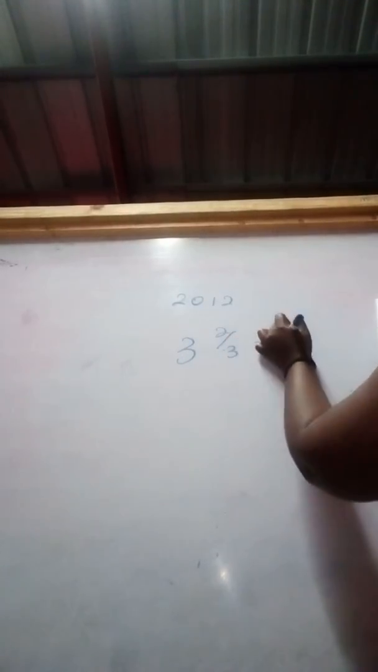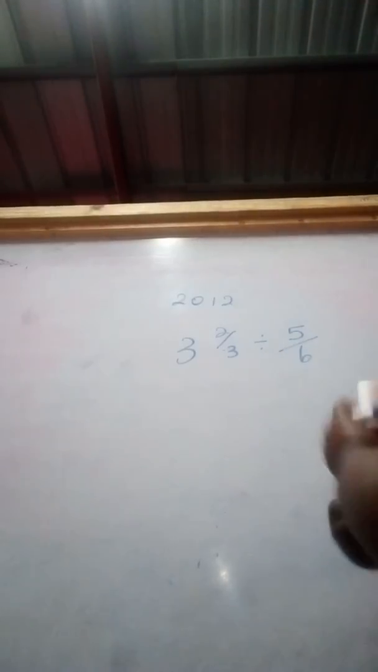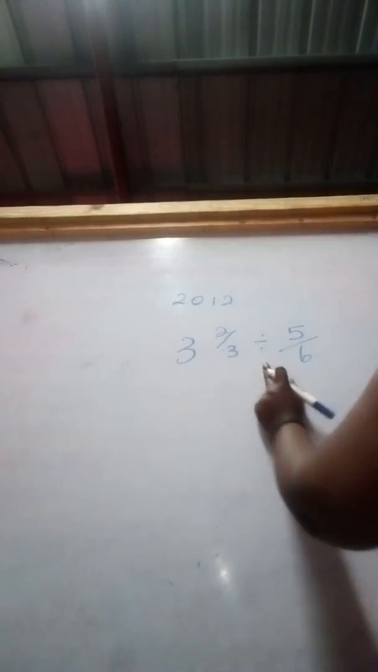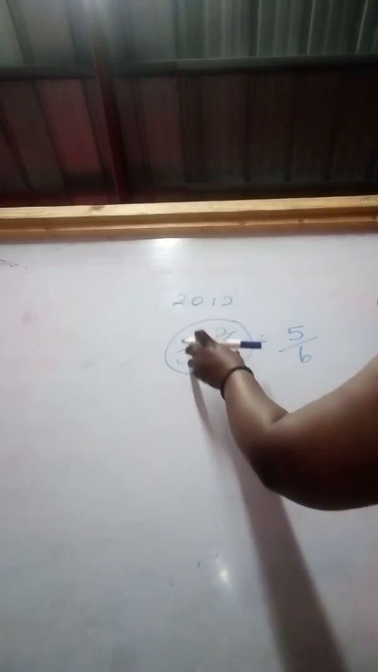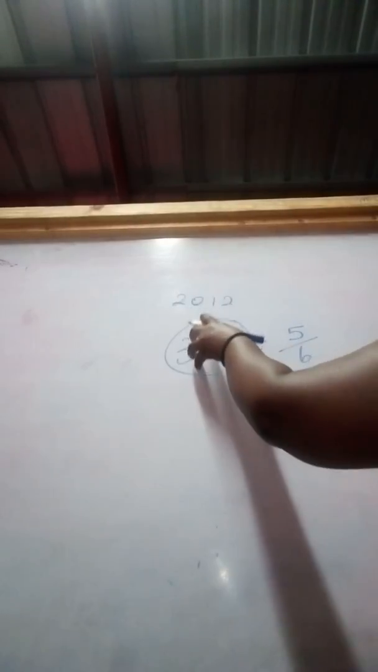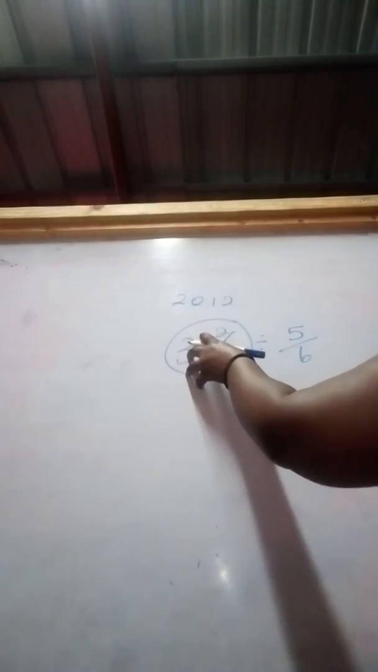In 2012, we had 3 and 2/3 divided by 5 over 6. So we have a mixed number divided by a proper fraction. So you have to change this. Remember, you need to change all mixed numbers when you divide or multiply. You have to change it to an improper fraction, right?